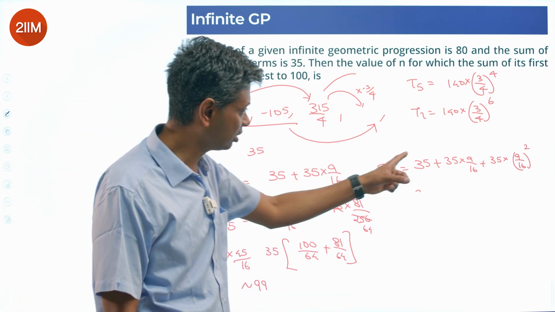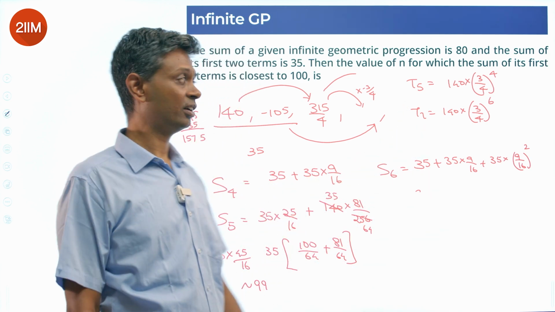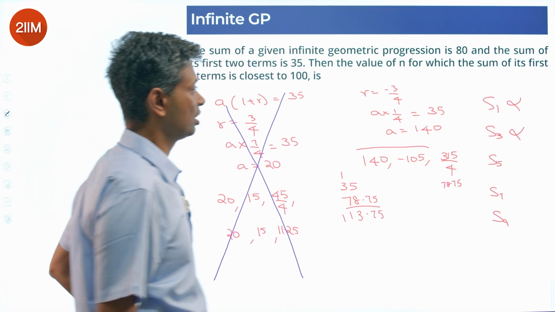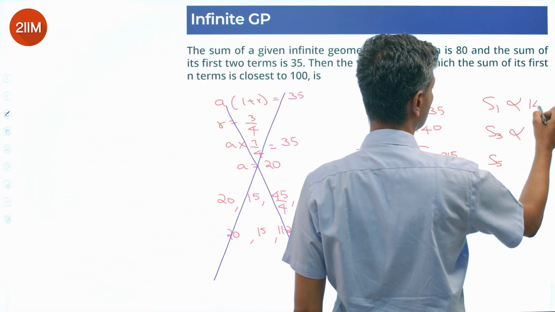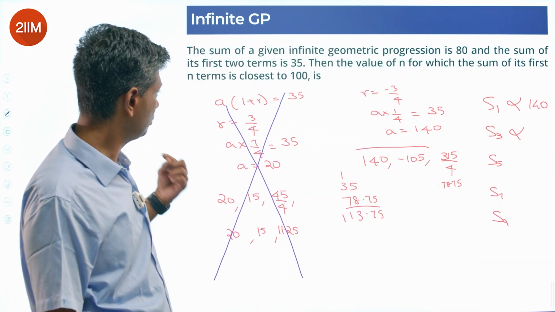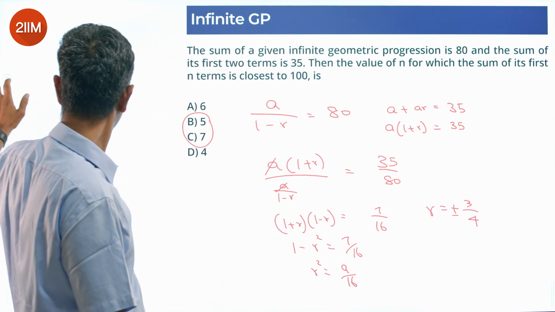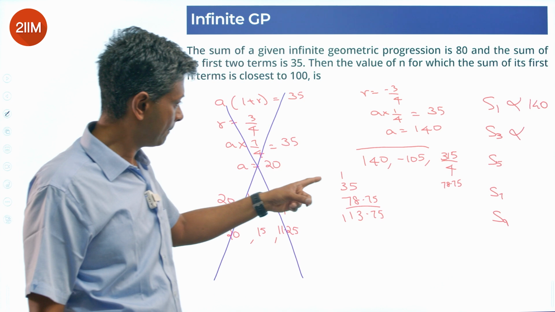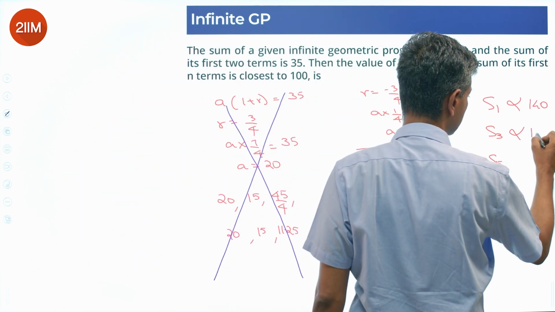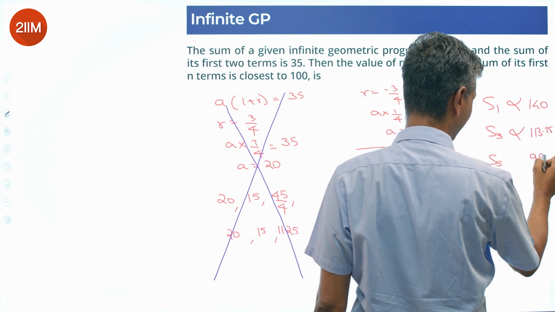S7 is S6 plus T7. Now I have an idea. I say, hey, I have to compute S7. But if you think about it, sum up to one term is 140. Sum up to three terms is 140 minus 105 plus 78.75, 113.75. Sum up to 5 terms is 99.